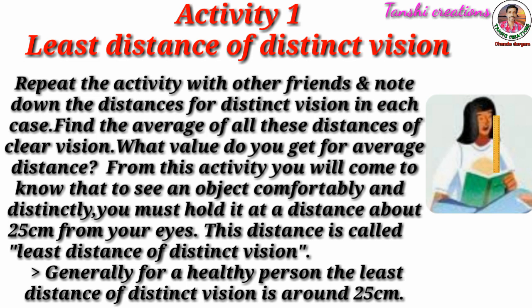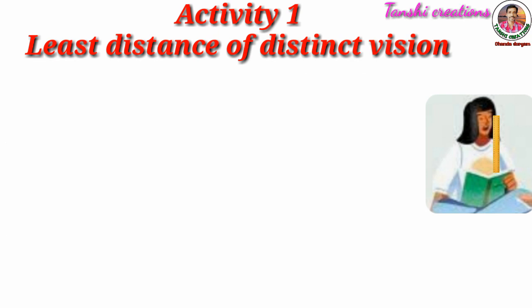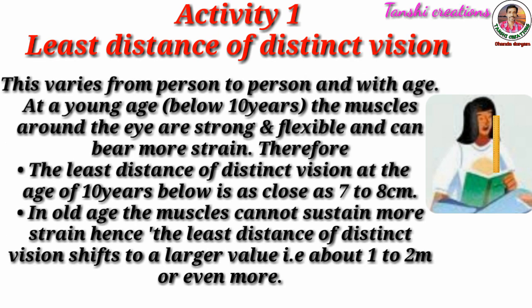Children, please observe the diagram. This distance is called the least distance of distinct vision. Generally, for a healthy person, the least distance of distinct vision is around 25 centimeters. This value varies from person to person and with age.